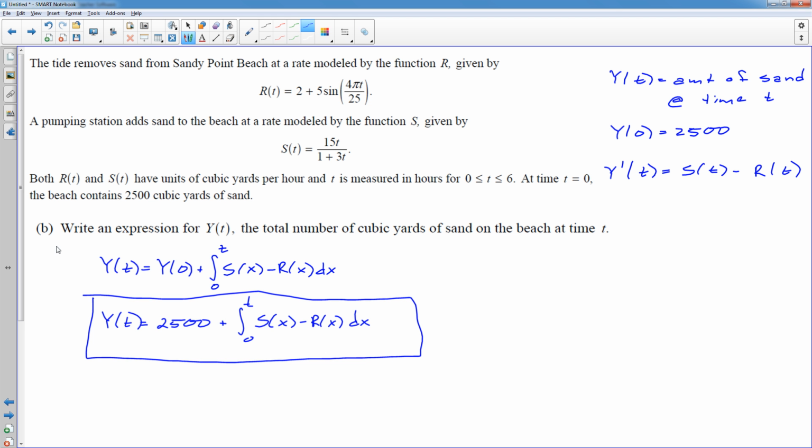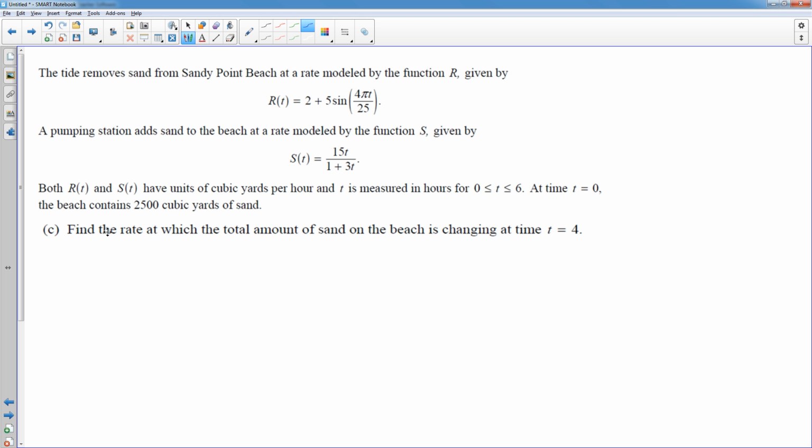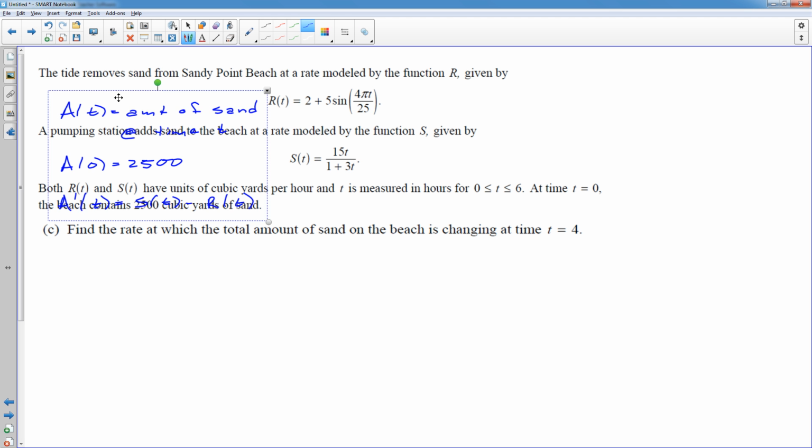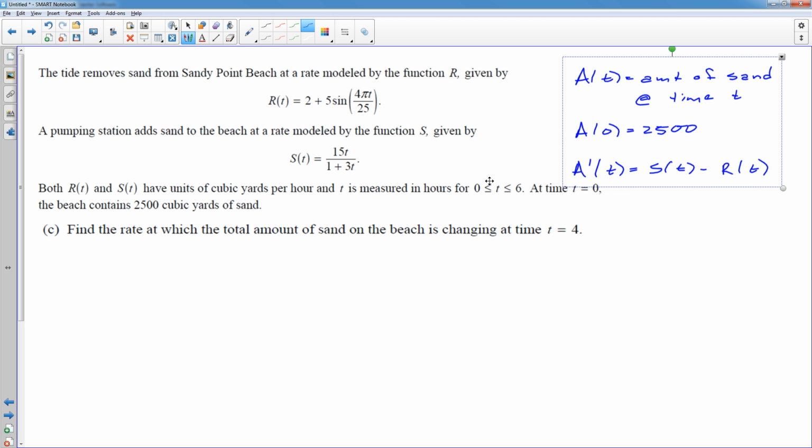Okay, moving on to part C. Find the rate at which the total amount of sand is changing at time 4. Now here we want the rate at which the total amount is changing. The rate at which the total amount is changing is going to be y prime, and they're asking specifically at 4, so y prime of 4.